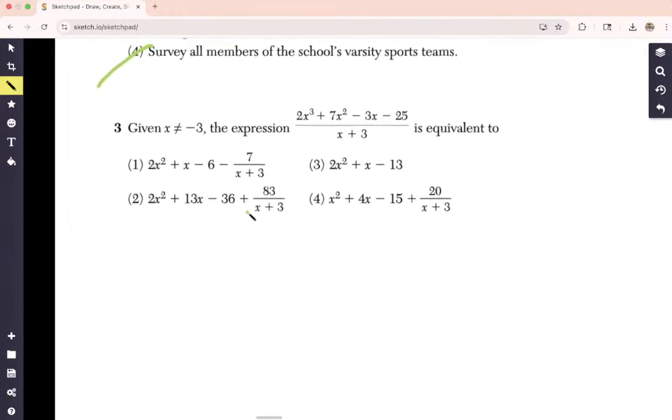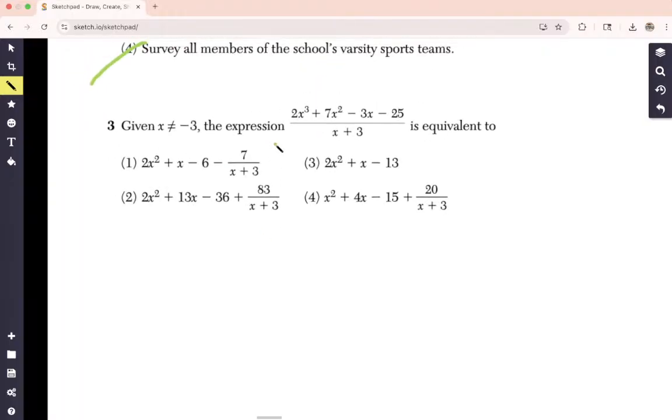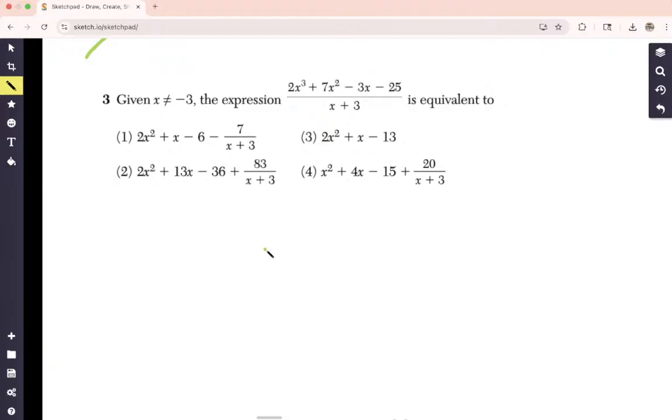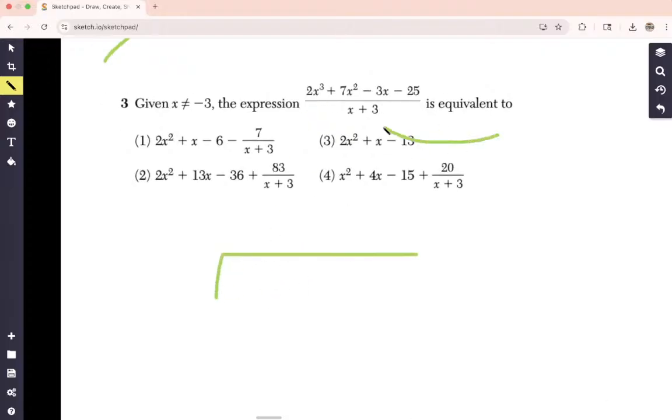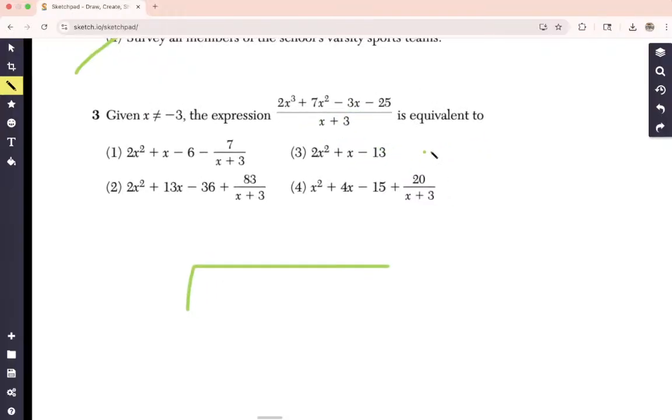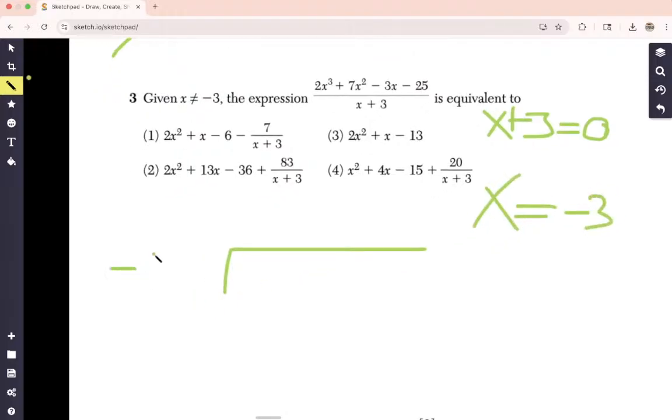Number 3, this one you could probably just use synthetic division. So what you're going to do is line everything up. You're going to create a division sign. Notice that you have x plus 3 in the denominator. What value of x makes the denominator equal to 0? That's just x equals negative 3.